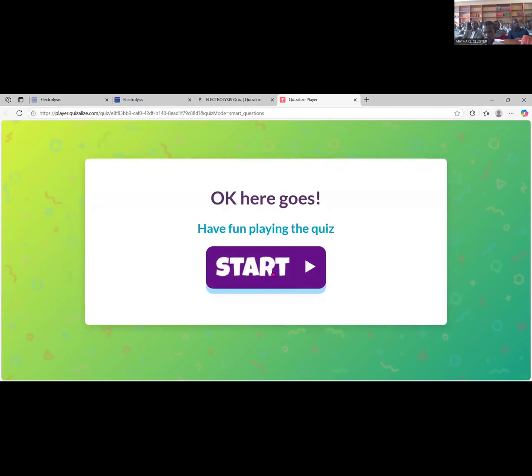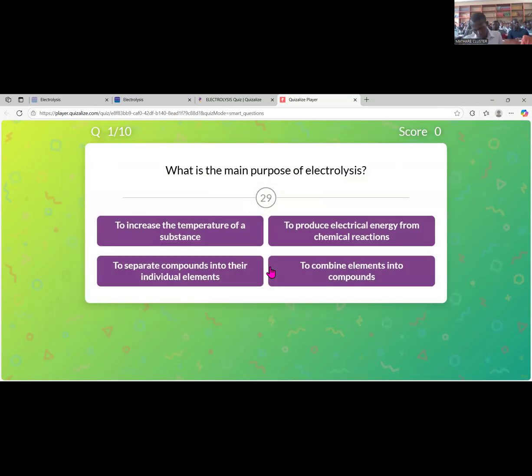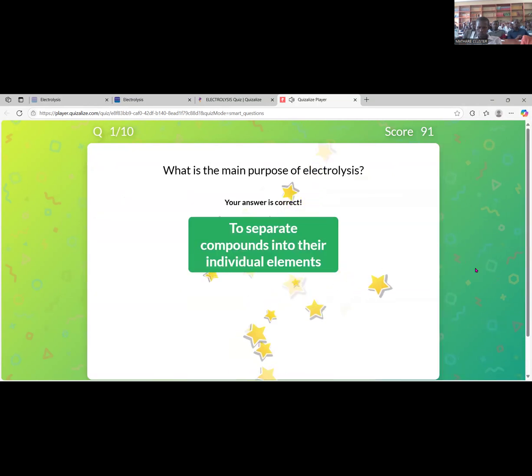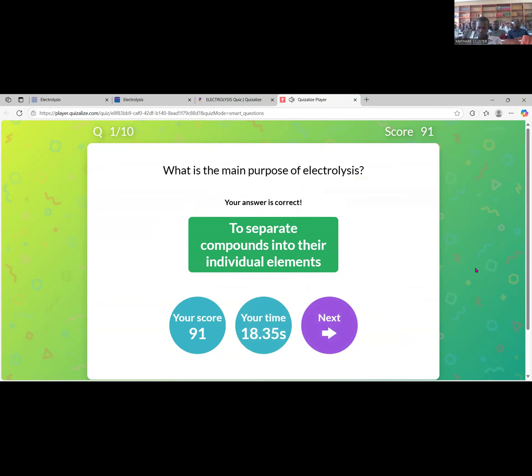So you could then do this in class. This is the question: what is the main purpose of electrolysis? And I could get them to think about it. I could get them to shout out answers, whatever I want. What is the main purpose of electrolysis? So I've got this right. Now, one of the answers, if we went back, would be to make electricity. That's the confusion, electricity and voltaic cells.